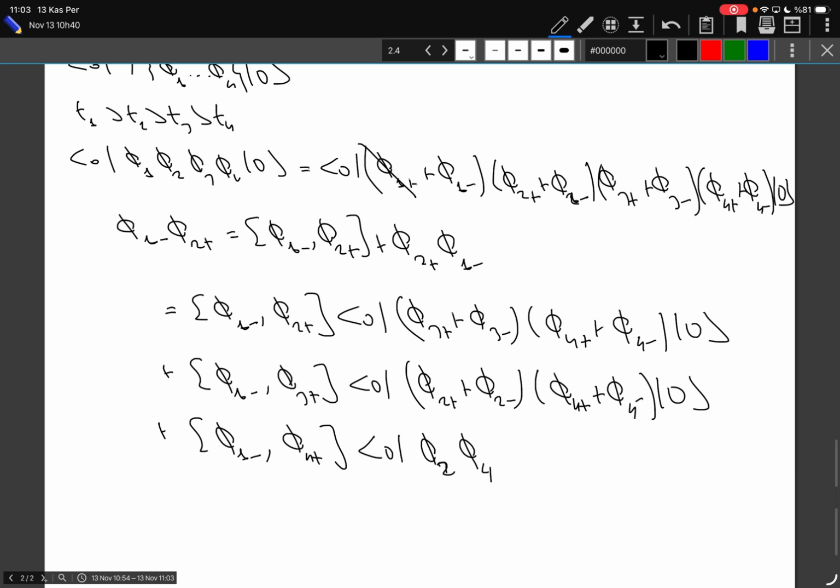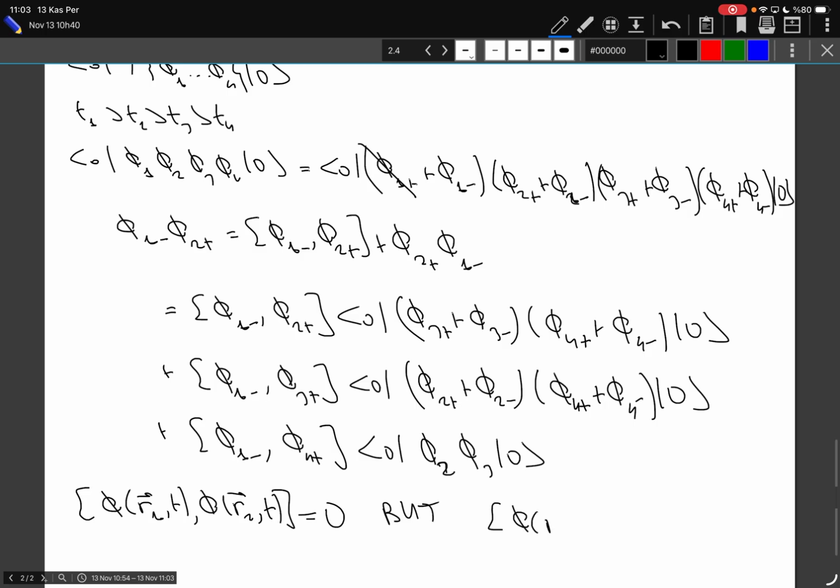Shouldn't those commute because we are dealing with scalar fields? I believe those commutators should commute because we are dealing with scalar fields. Remember this one, phi r1 t, phi r2 t. This is equal to 0. But phi r1 t1, phi r2 t2 is not equal to 0.